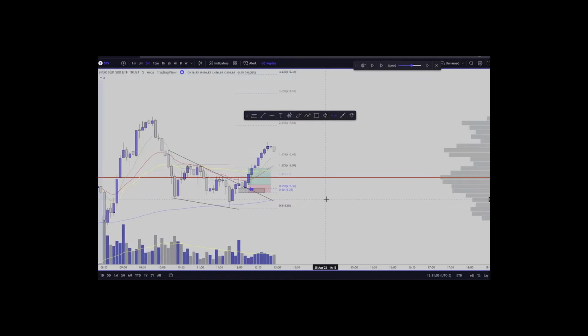It essentially goes right above, right? So now the next question is, hey, what if I missed this entire move? Where can I go ahead and look for another entry? Let's go ahead and take a look at here.